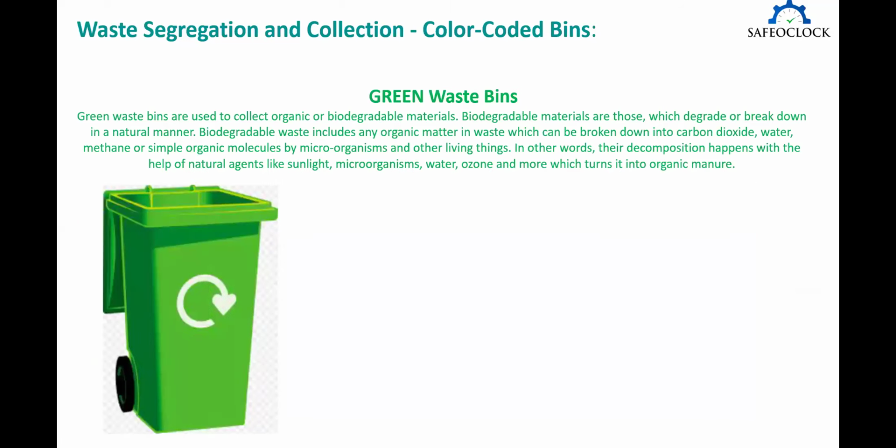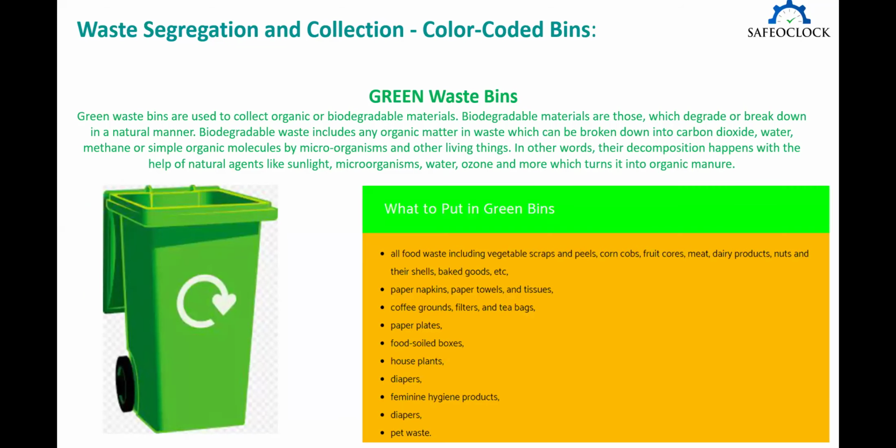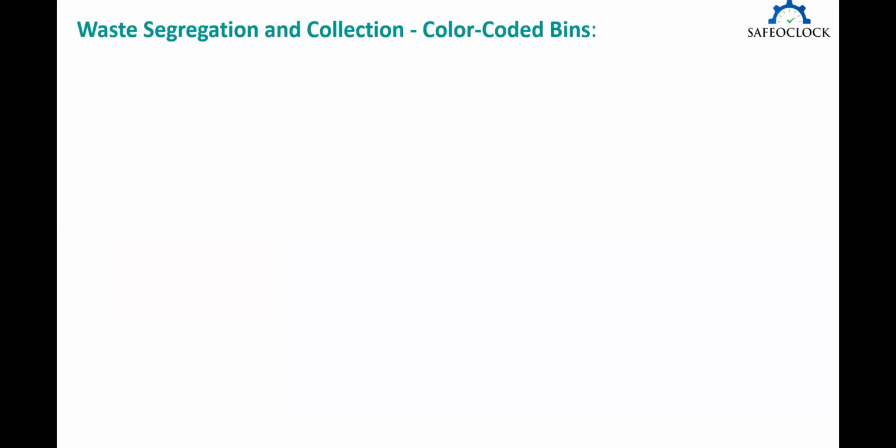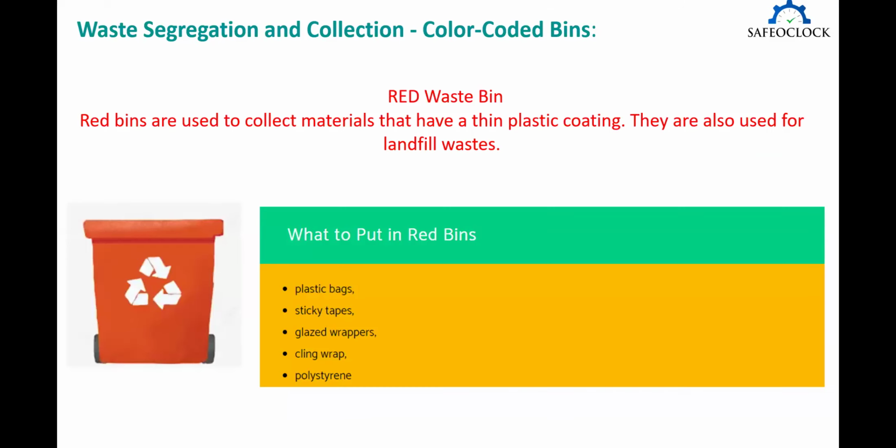The other color is green. Green waste bins can be used to collect biodegradable materials, so those materials that can easily decompose. The red colored waste bin can be used to collect plastic coatings, so those materials that are also used in landfill waste. Landfill waste can be collected in red bins, like plastic bags, stickers, grease wrappers, polystyrene. So for this type of waste, we can decide to use a red colored waste bin.